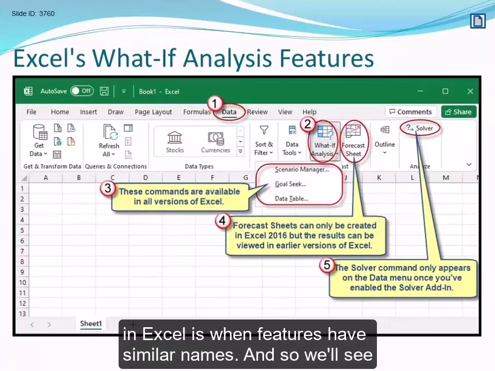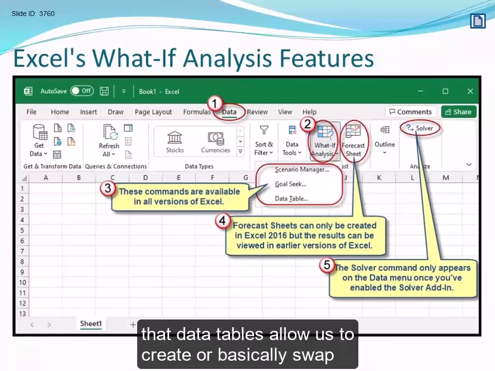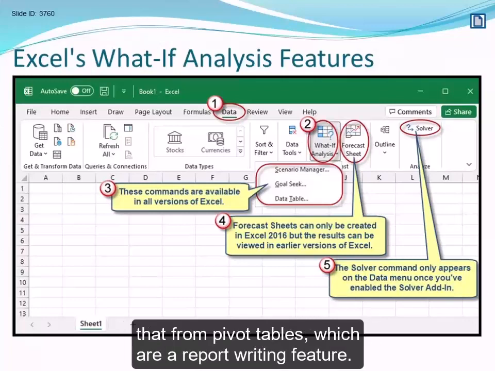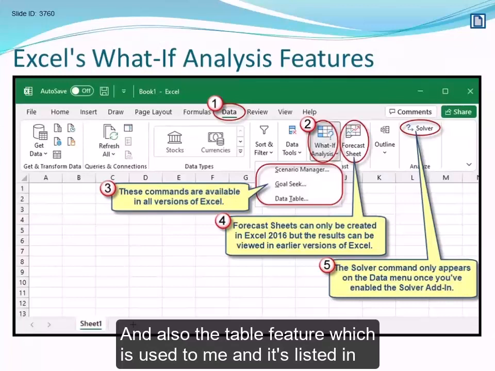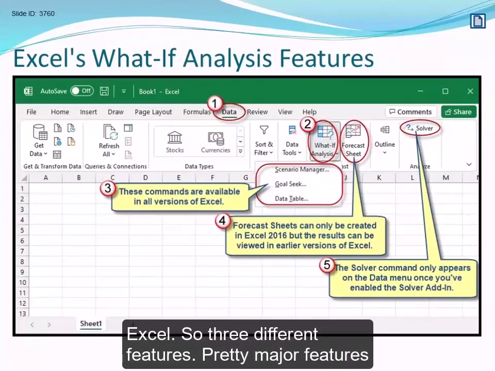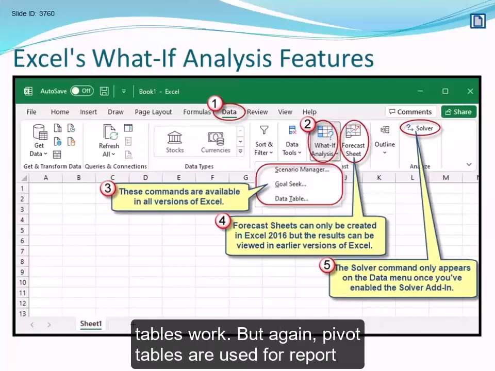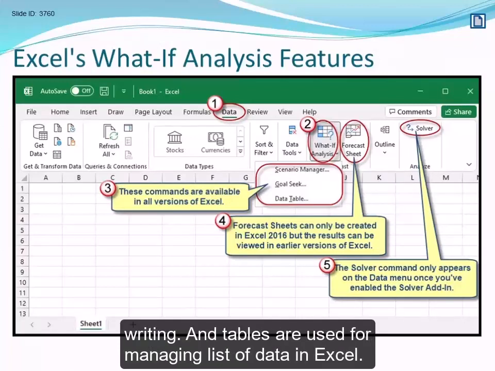One thing that gets a little tricky in Excel is when features have similar names, and so we'll see that data tables allow us to create or basically swap different sets of inputs through a formula. I want to distinguish that from pivot tables, which are a report writing feature, and also the table feature, which is used to manage lists in Excel. So three different features, pretty major features, have the word table in their name. We'll see exactly how data tables work, but again, pivot tables are used for report writing and tables are used for managing lists of data in Excel.